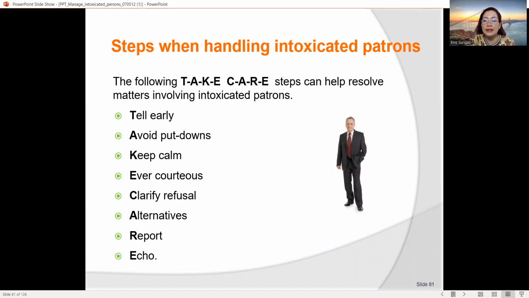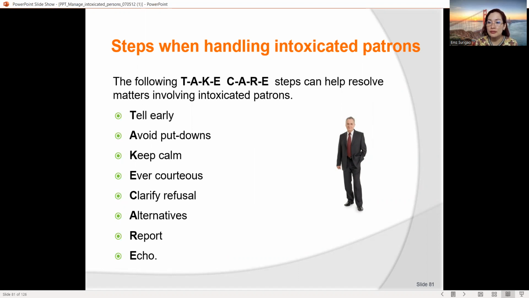So, steps in handling an intoxicated person. The following words summarize it. Take care. These steps can help resolve matters involving intoxicated patrons. First, tell early about the rules and policy of the establishment. Avoid put downs. Okay, so respect them. Keep calm, ever courteous. Okay, so be courteous most of the time.